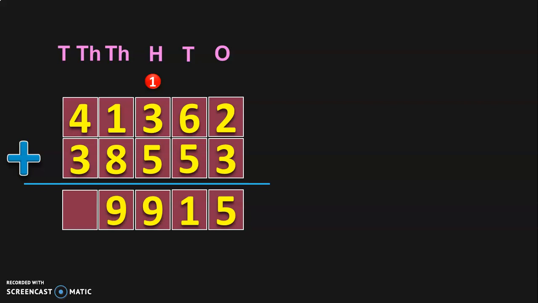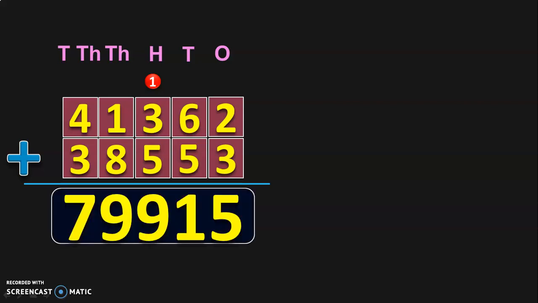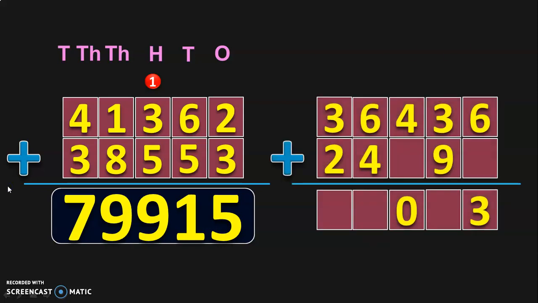Next, move on to the 10,000s place. 4 plus 3, again you get a straight answer, 7. So the sum of the two 5-digit numbers is 79,950. Let us do this example now.